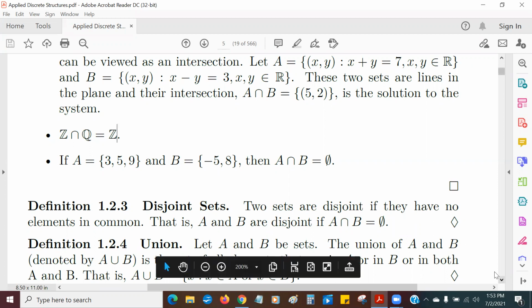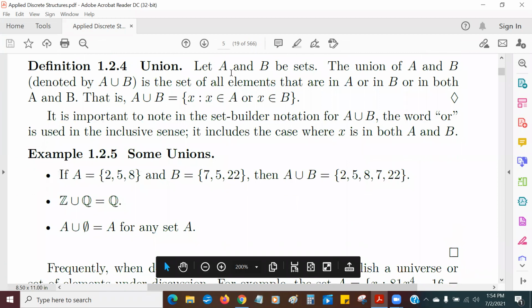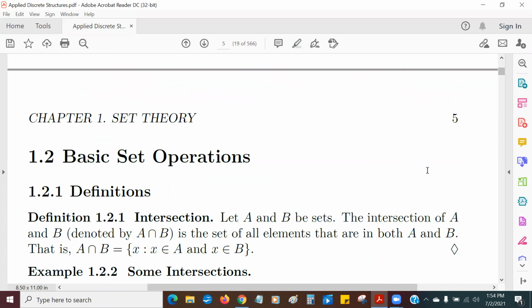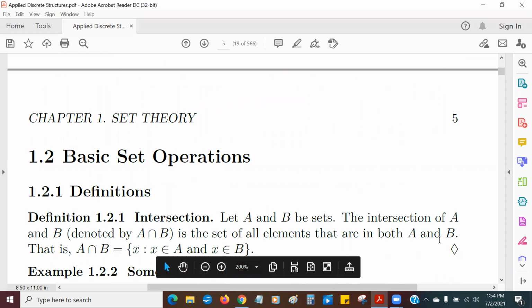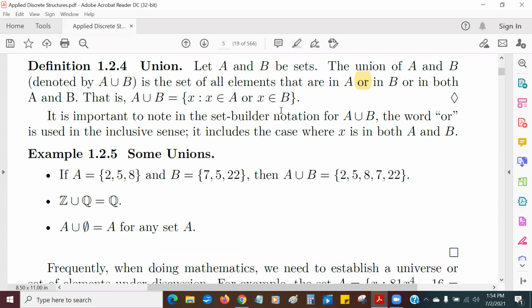Okay, speaking of union, what is the union here? So if A and B are sets, then the union is all the elements that are in A or B. I just want to underline the "or" over here. And so A union B is the set of all X such that X is an element of A or X is an element of B.